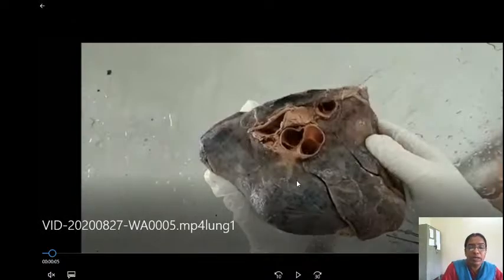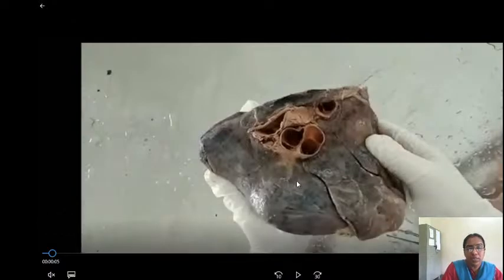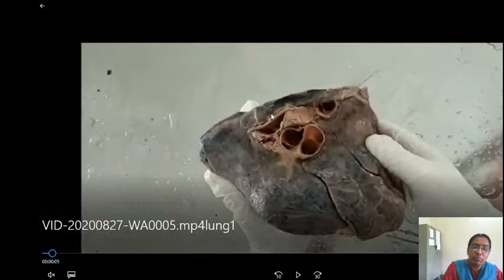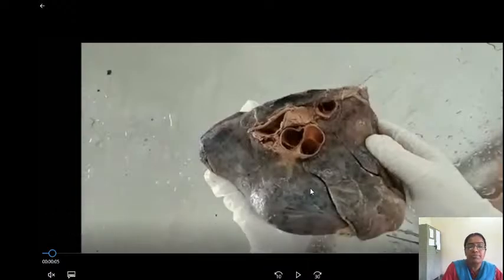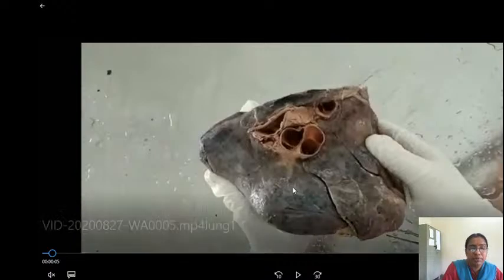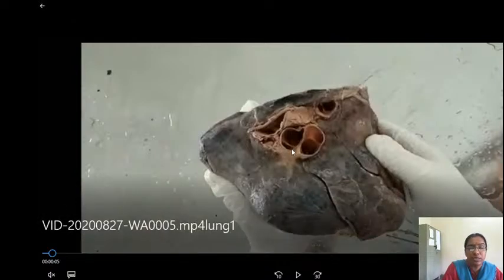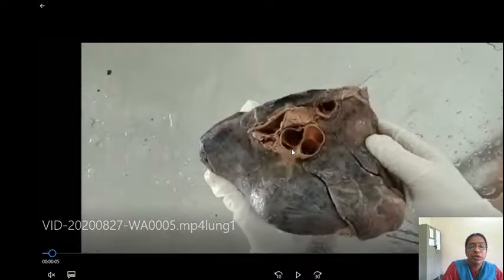Coming to the weight of the lung, each lung weighs about 700 grams. But as we know, there is a pair of lungs in the thoracic cage. When you compare the right with the left lung, the right lung is about 100 grams heavier than the left lung. So, for example, if the right lung is 700 grams, the left lung is 600 grams.